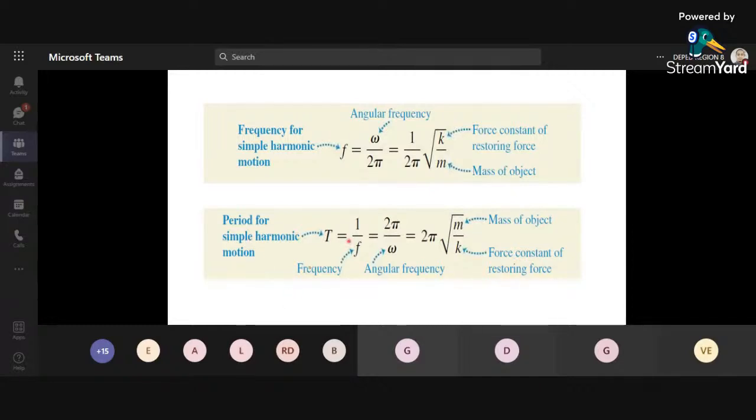So the period can be derived by 1 over frequency, which is also equals to 2 pi over angular frequency, or 2 pi multiplied by the square root of mass divided by the restoring force or spring constant.